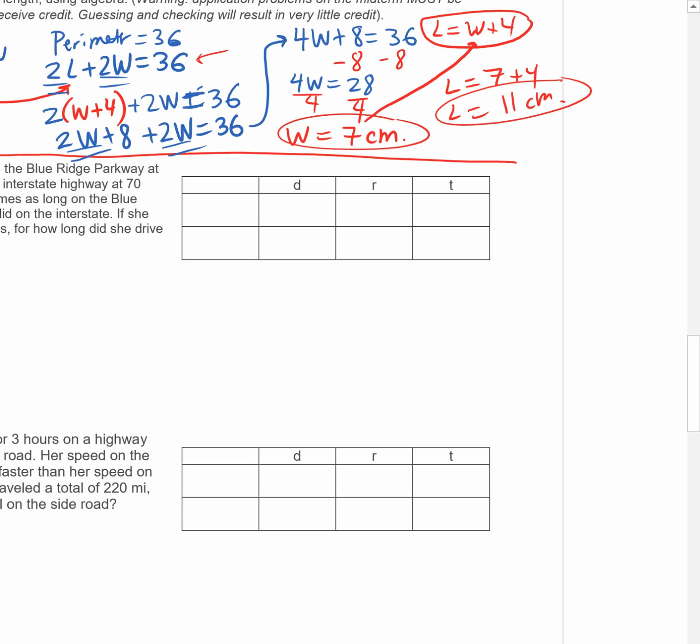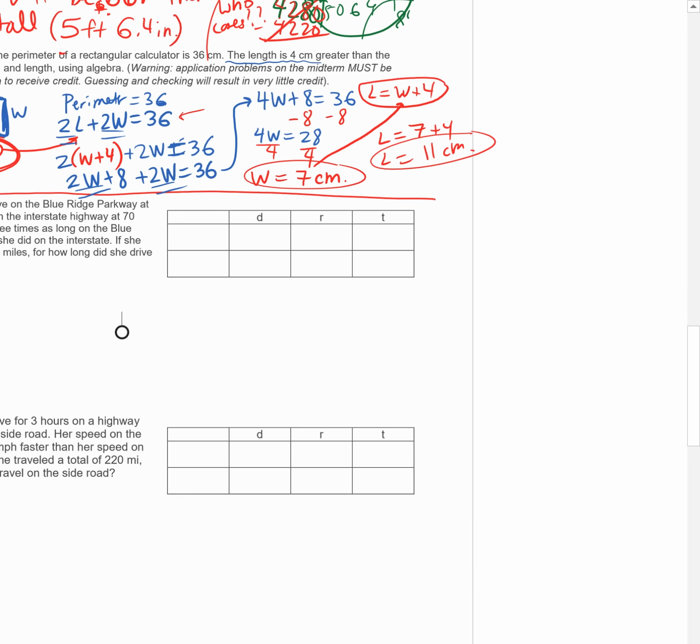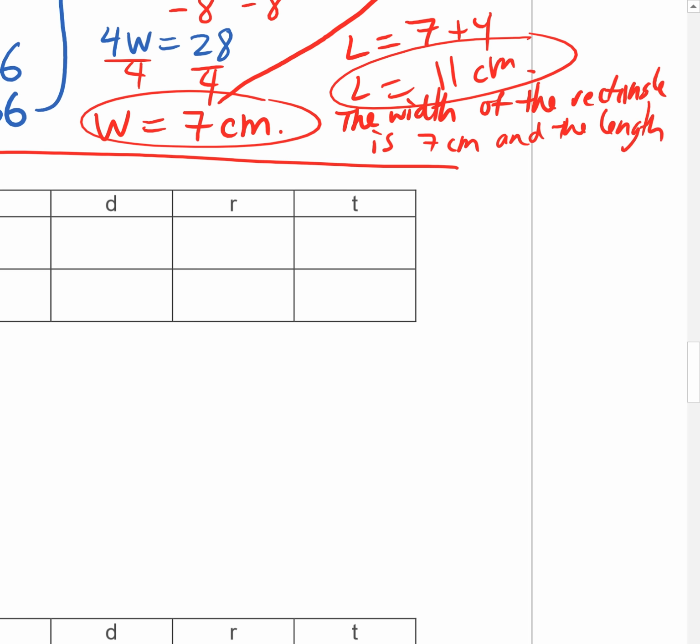You can say that in a sentence, of course. That's probably what they would prompt you to do if this were on an exam. The width of the rectangle is 7 centimeters, and the length is 11 centimeters. Something like that. You can phrase it however you want.